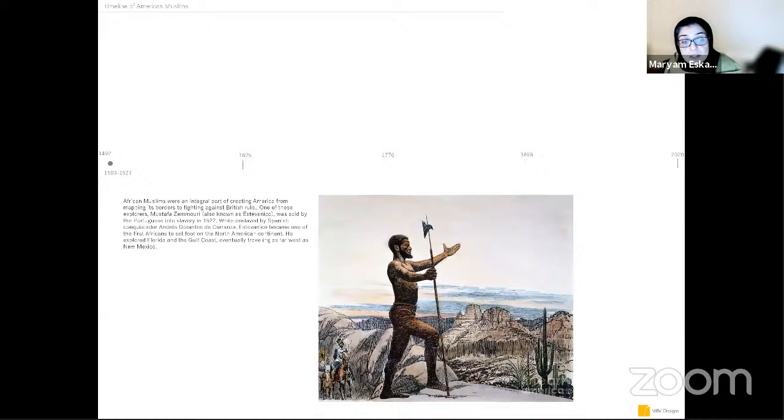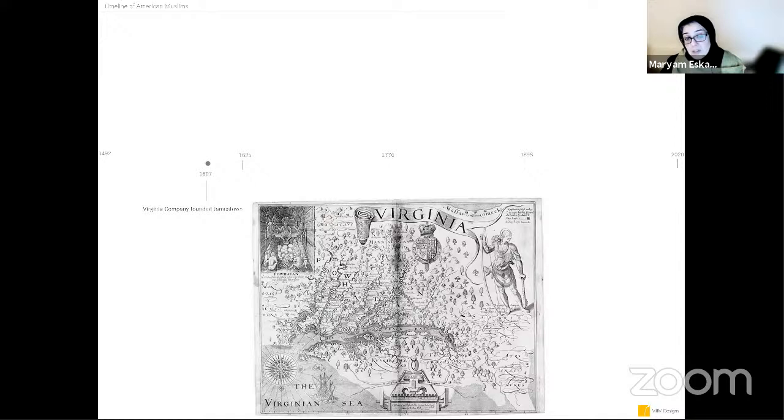And here, for example, is Mustafa Zemori, also known as Estevanco. He was one of the very famous enslaved Muslims who came on a ship, and he actually managed to make his way across the United States all the way to where I'm sitting today, which is in California. So the story, I'm going to jump a little bit so that we can move a little faster.